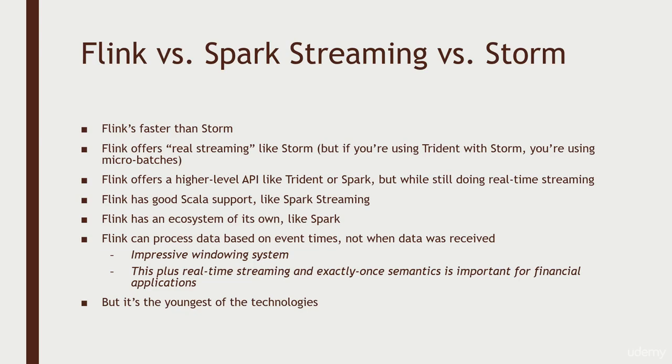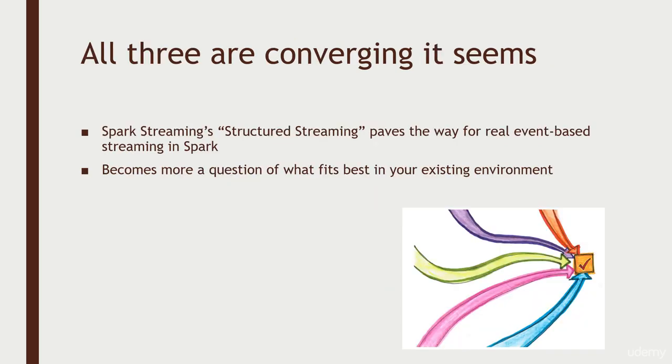And it has a very good windowing system that offers a lot of flexibility in how you can window that data and analyze data over time as the data flows in. But Flink is the youngest of these technologies. Like I said, it's matured quite a bit, and it is at a point where you should consider it as a viable option to Spark Streaming and Storm, and it's moving quickly. But it is still the youngest, and it's still sort of finding its footing, if you will.